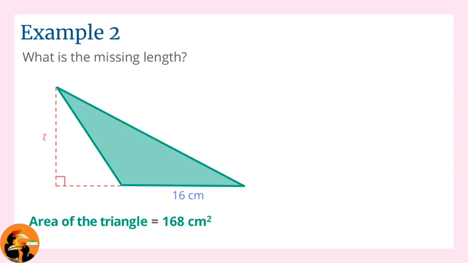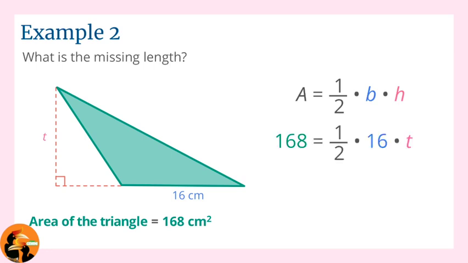Recall the formula for the area of a triangle equals 1/2 times the base times the height. Since the area is 168 square centimeters and the base is 16 centimeters, we can say that 168 equals 1/2 times 16 times t. 1/2 times 16 is 8, so 168 equals 8t. We can solve for t by dividing both sides by 8. 168 divided by 8 is 21, so the height of this triangle, t, is equal to 21 centimeters.